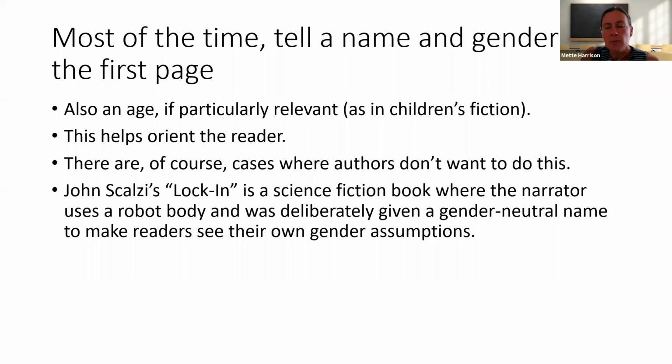And then this is just another piece of advice, a kind of nitpicky thing that I end up bringing up with a lot of people. This isn't necessarily about tense or person, but it is about introducing your reader to the story. So I keep telling people most of the time you should tell a name and a gender on the first page of the main viewpoint character that you're using. Name and gender, also an age if particularly relevant, particularly in children's fiction.